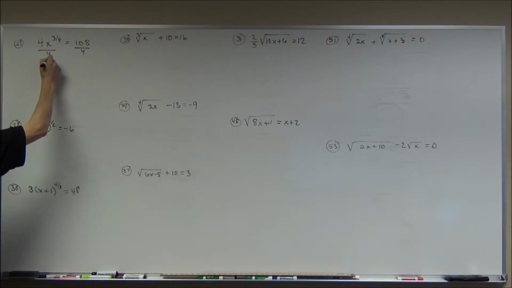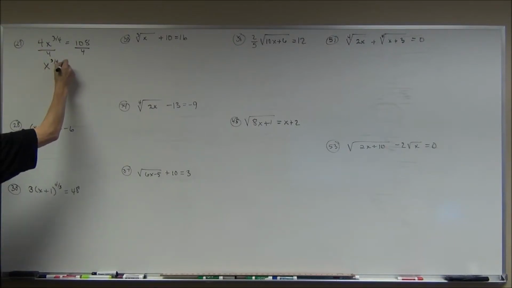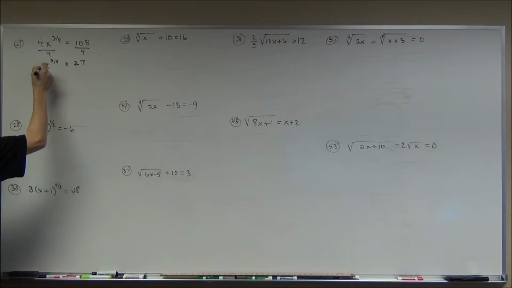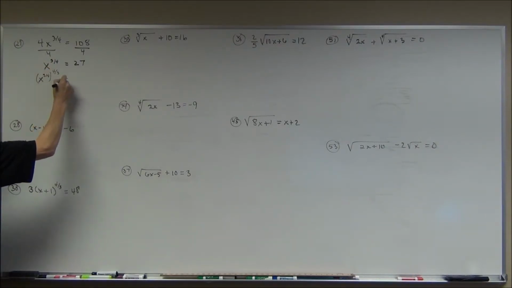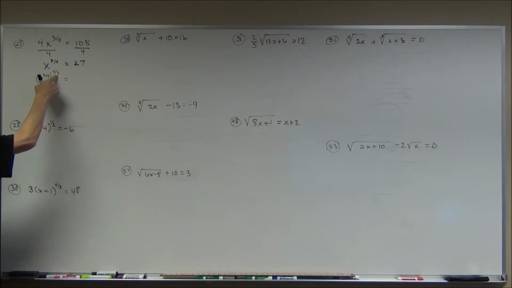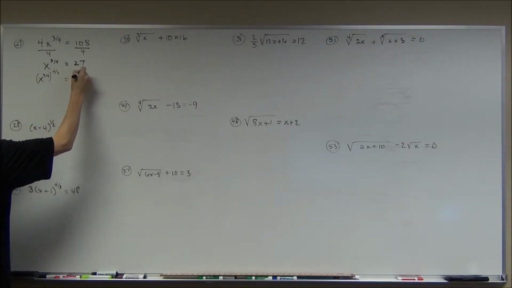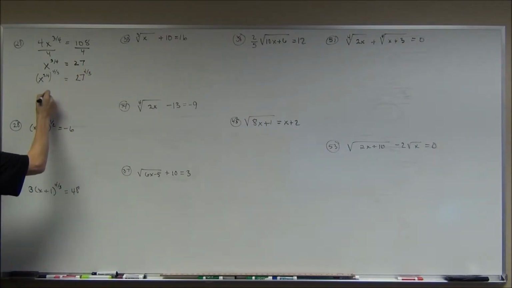So I have x to the 3/4 is equal to, let's see, that goes in 27 times if I'm not mistaken. Now I'm going to raise both sides to the reciprocal of 3/4, that'd be the 4/3 power. Now notice it's an odd root, so no plus or minus. This would be 27 to the 4/3. This is going to be x to the first.